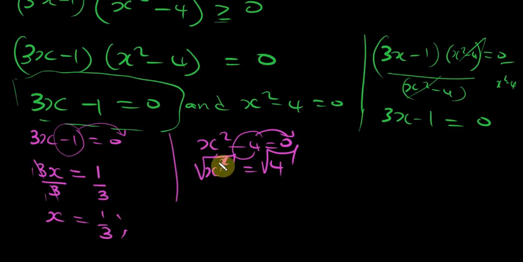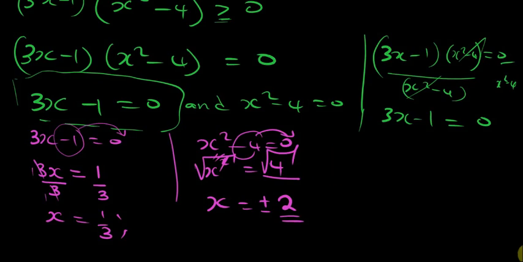Cool. So the square root cancels out. x is equal to plus or minus. Since it was a square root, it means we'll have two answers, one positive and one negative. The square root of 4 is 2. So right there we have two answers, positive 2 and negative 2.